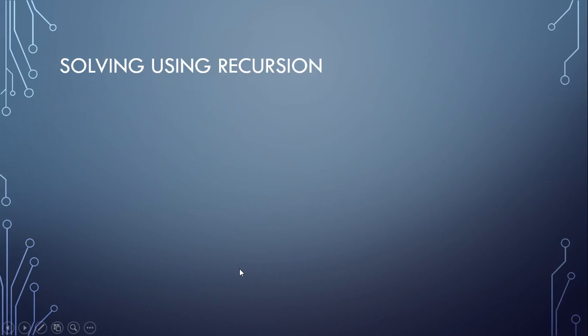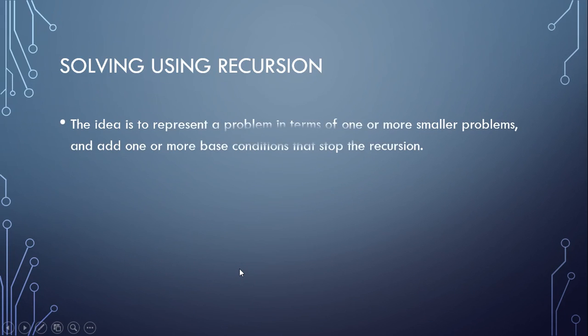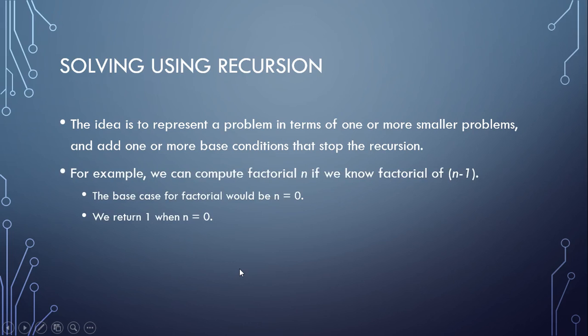Now, if we actually want to solve a problem using recursion, the idea is to represent a problem in terms of one or more smaller problems, and then add one or more base conditions that can stop the recursion. So for example, we can compute factorial n if we know the factorial of n minus 1. So if we know the previous value, let's say I know that 3 factorial is the same as 3 times 2 times 1, which is 6. Then I know that 4 factorial has to be 4 times 3 factorial. So the base case for factorial would be n equals 0, and return 1 when n equals 0.